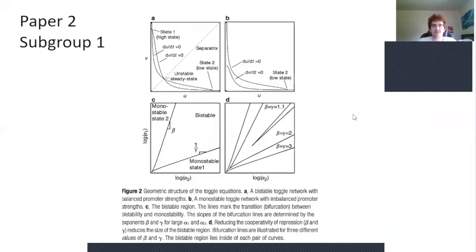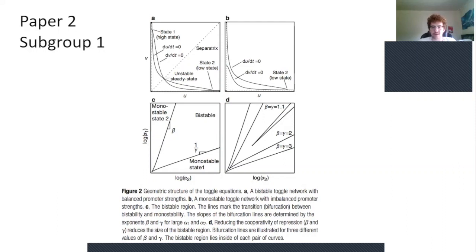Okay, so here we're tasked with explaining how changes in parameters beta and gamma affect bistability. First of all, let's start by defining our parameters. Beta represents the cooperativity of repression for parameter 2, while gamma is the cooperativity of repression for parameter 1. The slopes of bifurcation lines are determined by beta and gamma, and that's the case for large alpha 1 and alpha 2. And we know that higher order cooperativity, otherwise known as large values for beta and gamma, corresponds with a larger, more broad bistable region.